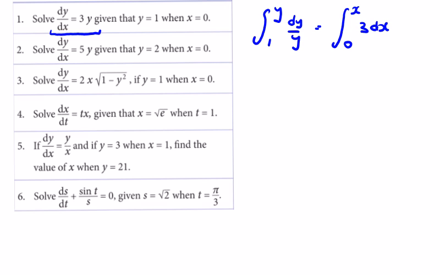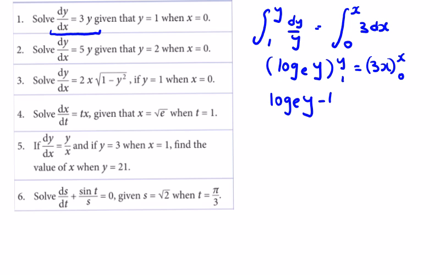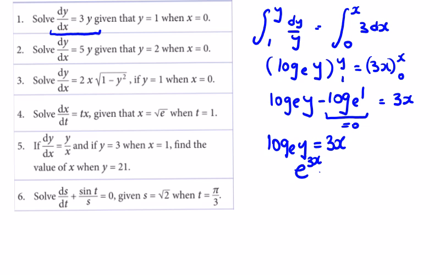If we integrate 1 over y, we're going to get the natural log of y, or the log of y to the base e, between y and 1, which will be equal to 3x between x and 0. So we're going to get the log of y to the base e minus the log of 1 to the base e, which is equal to 0, since e to the power 0 is equal to 1. This will be equal to 3x minus 0. So log to the base e of y is equal to 3x. e to the power 3x is equal to y for question 1.